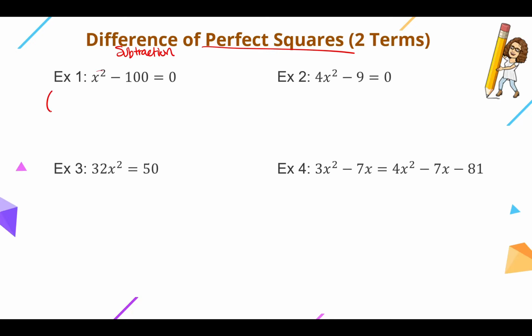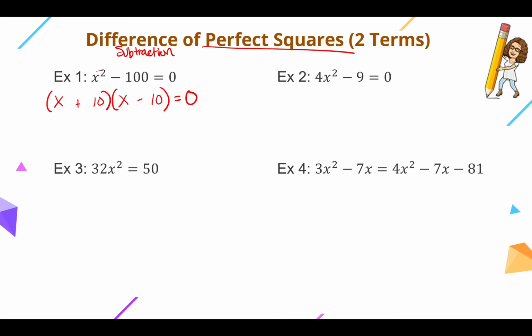So what we're going to do is set out our 2 parenthesis sets. But here's the best part about it: it's going to be the exact same thing twice, but one's going to have a plus in the middle, one's going to have a minus in the middle. And honestly, it's the square root of the 2 things. So x squared, square root of that is x and x. Square root of 100 is 10. And then 1 plus, 1 minus.